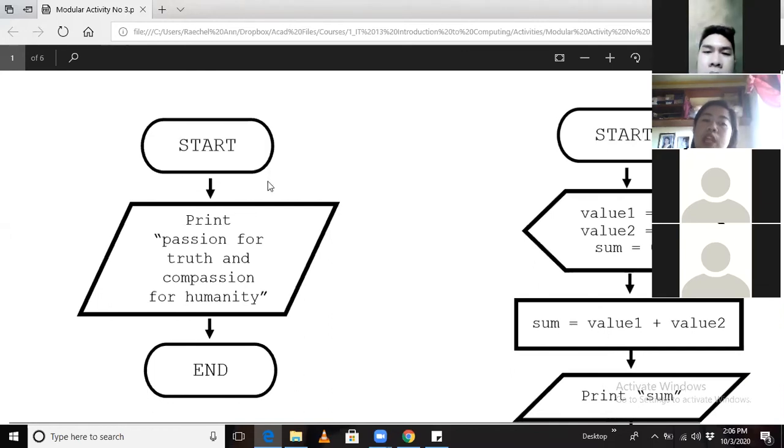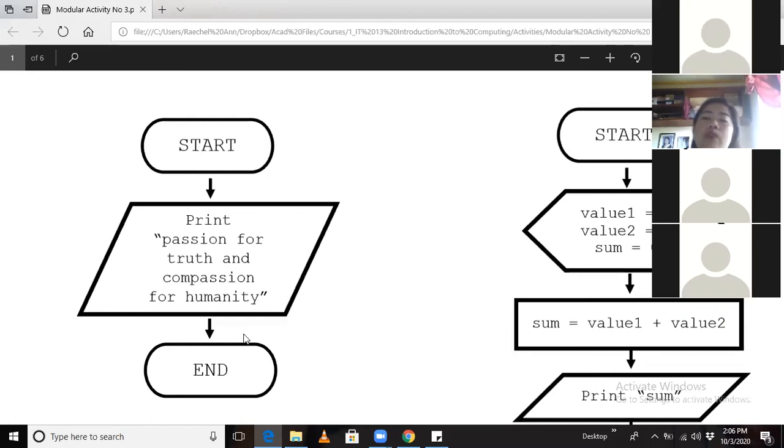So this is, anong type of flow to? Number 1. What type of flow? Printing statement, ma'am. Yes, it is printing statement. However, the question is, what type of flow? Ano ba yung mga flow natin? Sequential, ma'am. Sequential. Okay, we have sequential, decision, or conditional, or repetition, or iterative. Yun lang yung basic. So this one is a sequential flow.